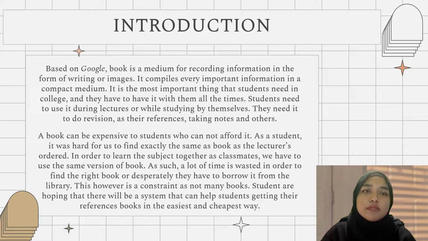A book can be expensive for students who cannot afford it. As students, it was hard for us to find exactly the same book as the lecturer ordered. In order to learn the subject together as classmates, we have to use the same version of the book. As such, a lot of time is wasted finding the right book, or desperately, they have to borrow it from the library.